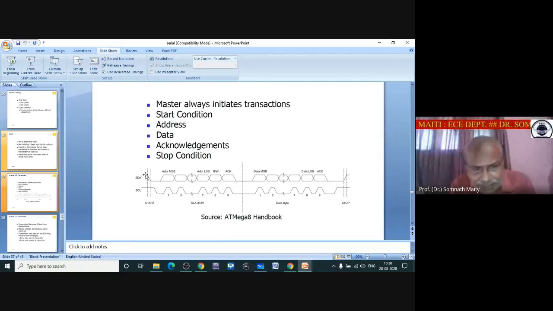Whenever there is a transition, the clock is high, and a high to low transition means start, and again the clock is high, and a low to high transition indicates stop of sending a byte of data.